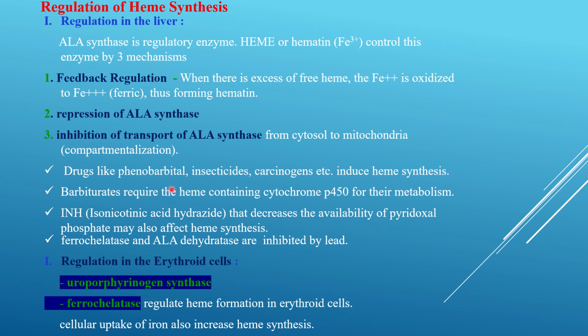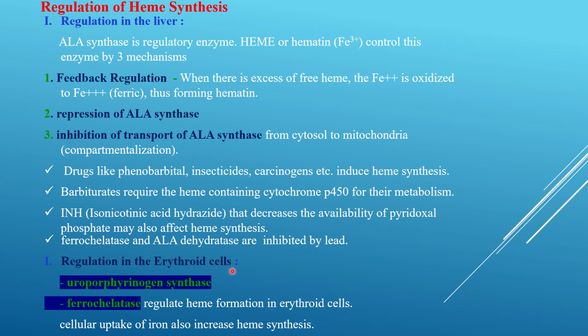Drugs like phenobarbital, insecticides, and carcinogens induce heme synthesis. Barbiturates require the heme-containing cytochrome P450 for metabolism. Nicotinic acid hydrazide decreases the availability of pyridoxal phosphate and may also affect heme synthesis. Then ferrochelatase and ALA dehydratase are inhibited by lead.